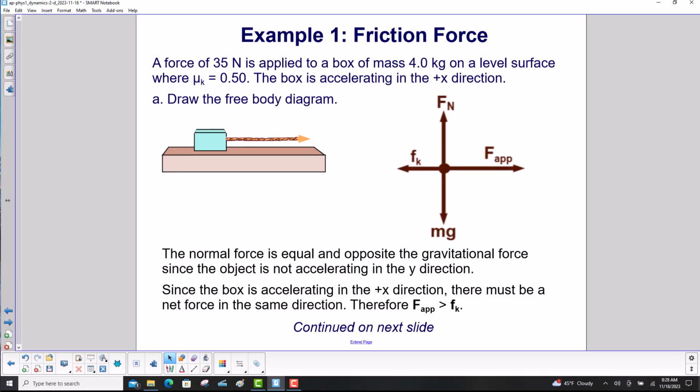Free body diagram. Always start with mg. That's balanced off by the normal force here. Here's your applied force, and here's your friction force. The normal force is equal and opposite the gravitational force since the object is not accelerating in the y direction. It's not bouncing up and down. Since the box is accelerating in the x direction, there must be a net force in the same direction. That means the applied force has to be greater than the friction force. The sum of the two forces has to be greater than 0.